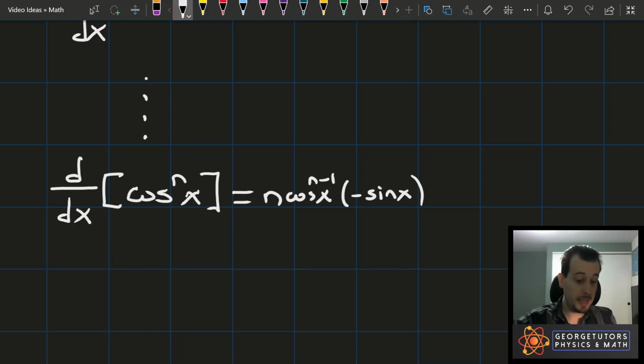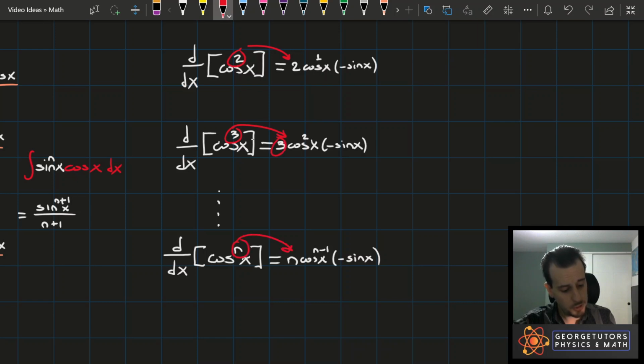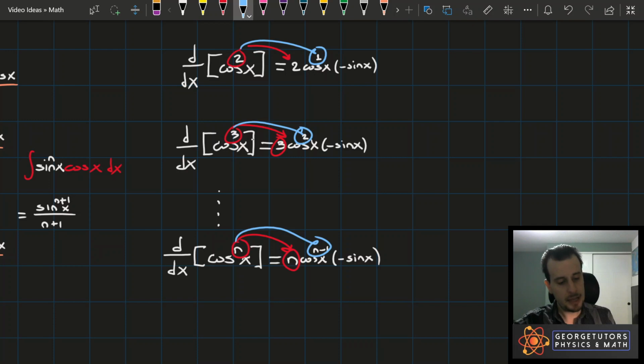So take a look at that now. Can we see the pattern? Again, pause the video if you don't want me to spoil. And if you're coming back from pausing, take a look again at the 2 popping up over here, the 3 popping up at the front here, and the n over here. Then we can see again that the power of the cosine always drops by 1 from what it starts. Always, always. And then the key thing is that we always get a product of negative sine after each derivative.